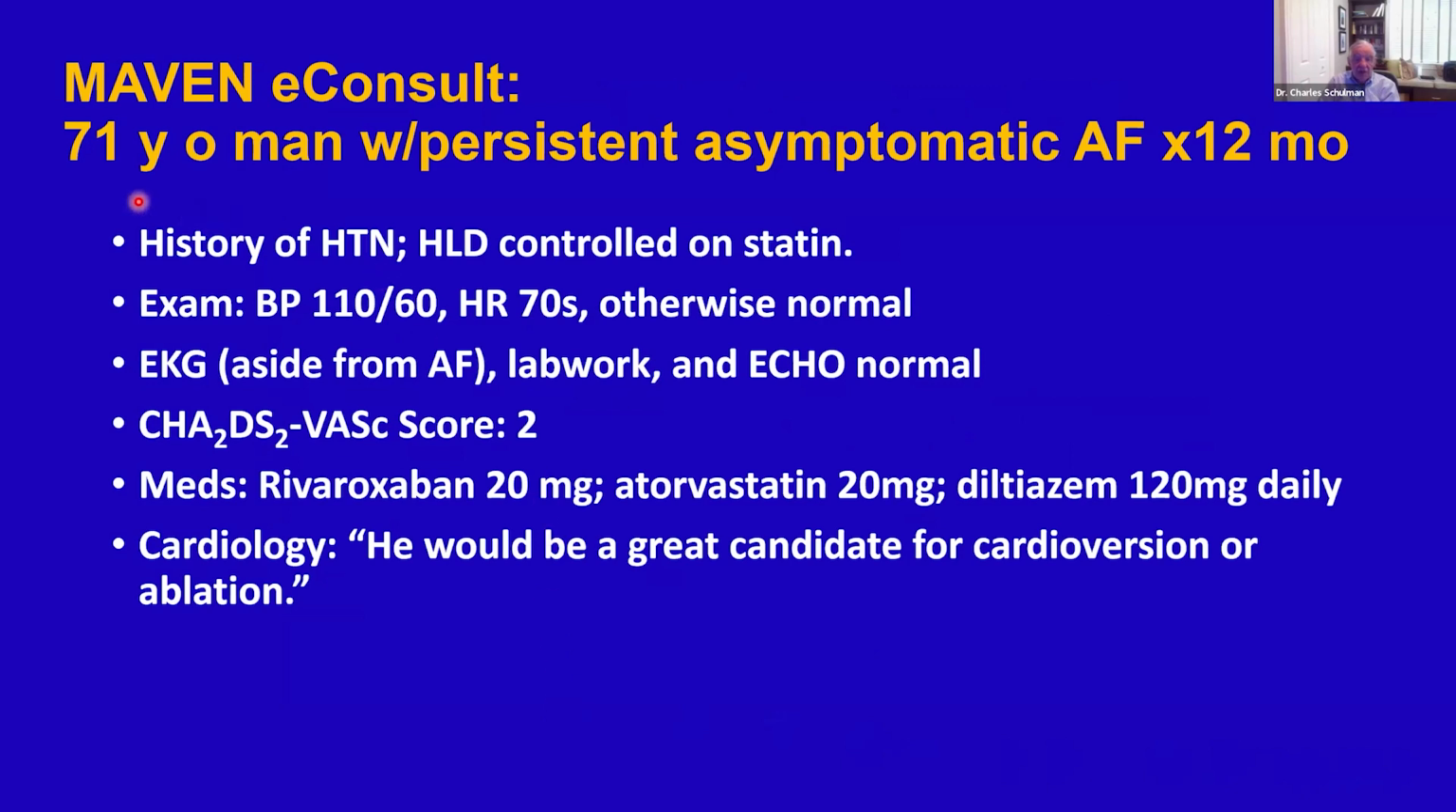So back to our patient with asymptomatic AFib for a year. He would be a great candidate for cardioversion. No, he wouldn't. On the other hand, ablation would be a consideration, again, after a discussion with him. You can present the options. He can stay in AFib or can try an ablation.